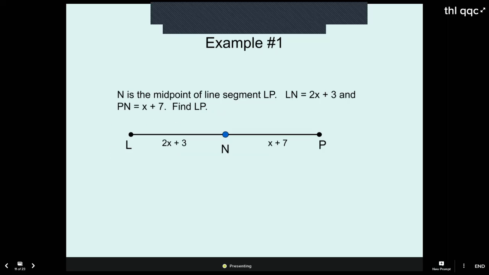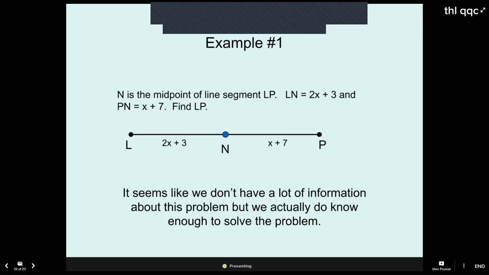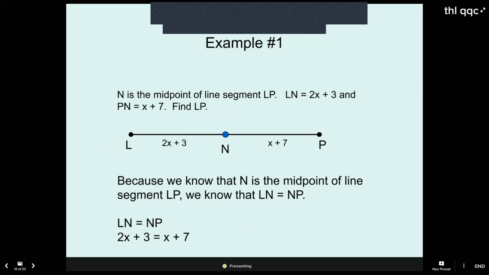So we know N is the midpoint of line segment LP. LN equals 2x plus 3, and PN equals x plus 7. Find LP. So this one might feel like we don't have enough information because we only know this piece and this piece. We don't know the whole thing. But we do know enough to solve this problem. Okay? We know it's the midpoint. So we also know that this piece equals this piece.